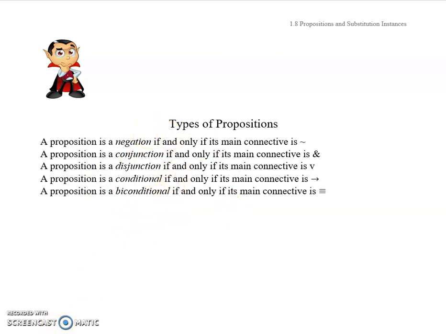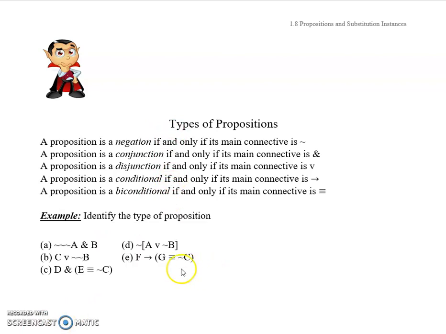So let's do an exercise real quick to make sure we're on the same page. Okay, so take a look at these. Now go through each one, A, B, C, D, and E, and for each of the propositions, identify what type of proposition it is. Is it a negation? Is it a disjunction? What is it? Pause now.